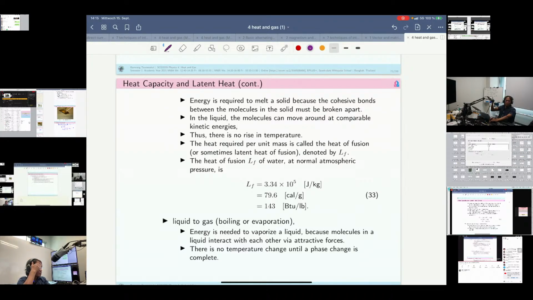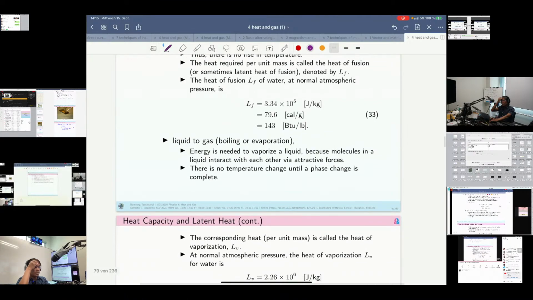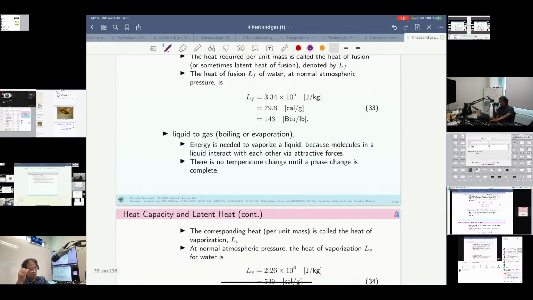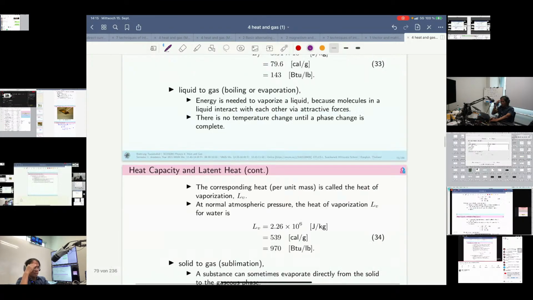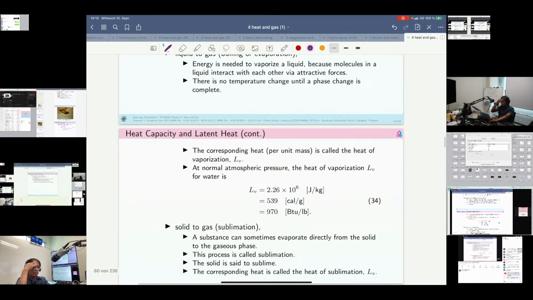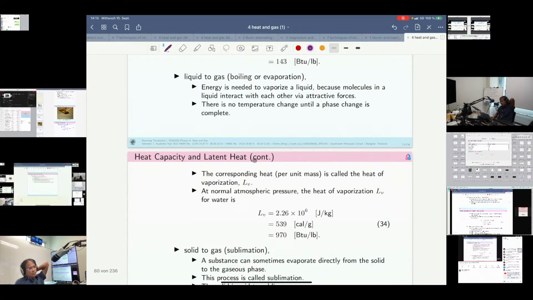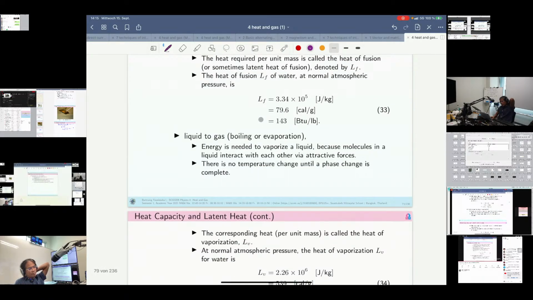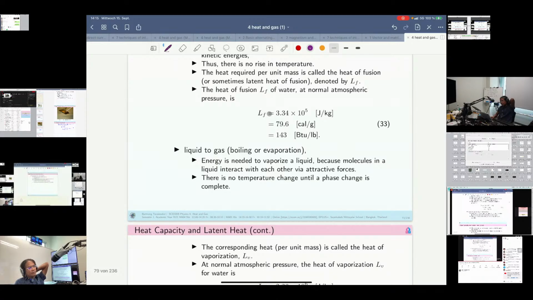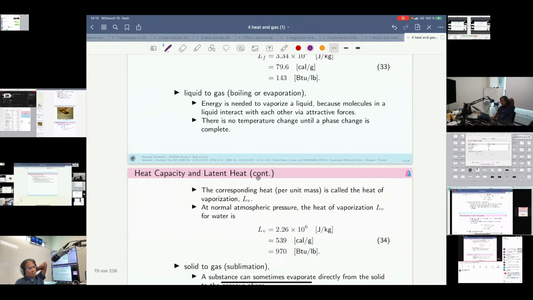Okay, it's the boiling process, and energy is needed to vaporize a liquid because molecules in a liquid interact with each other via attractive force. There is no temperature change until the phase change is complete. The corresponding heat per unit mass is called heat of vaporization. We're going to use LV, okay? From solid to liquid, we use LF, all right?